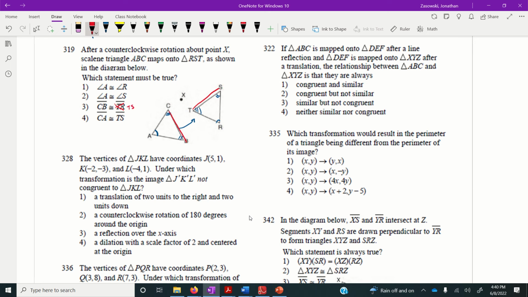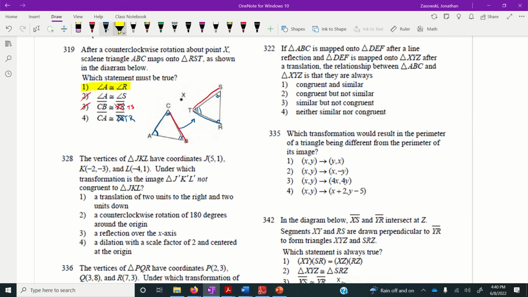And then we know A is not the same as S, and then CA is this side right here. Now C is equal to T and A is equal to R, so it should be equal to TR, but it says TS. So that's why we are going to pick choice number 1.